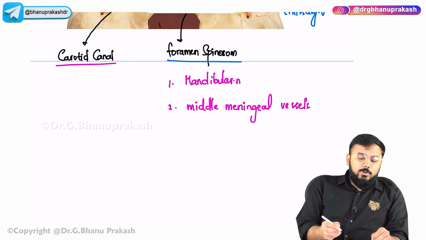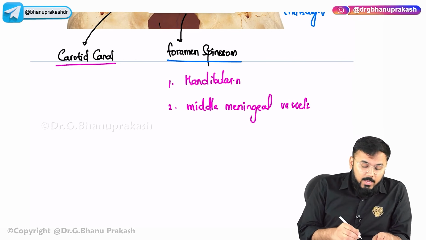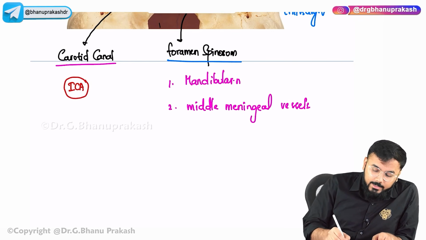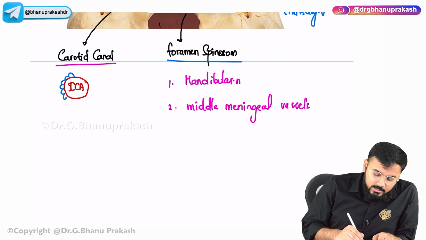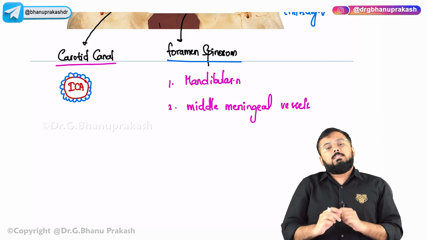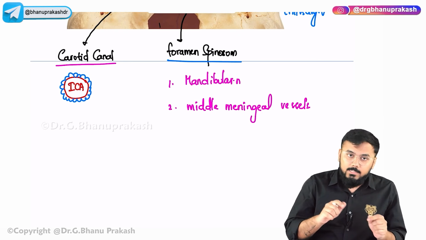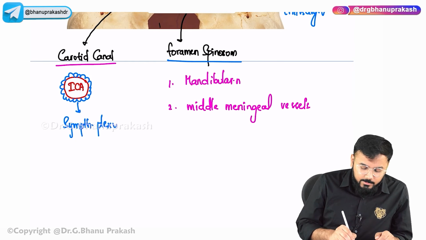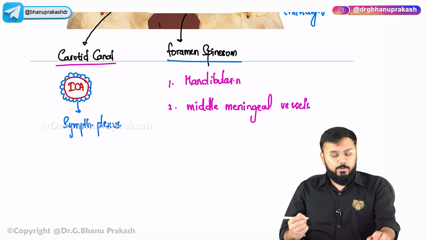Now what does carotid canal pass? Internal carotid artery. And surrounding this internal carotid artery, there is a plexus. This plexus is called as sympathetic plexus. Always and always remember, when any large artery is passing, along with this large artery, the sympathetic plexus also passes. So this is the sympathetic plexus along with the carotid canal.